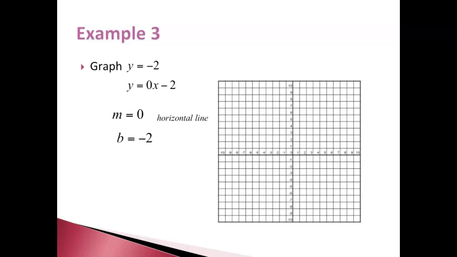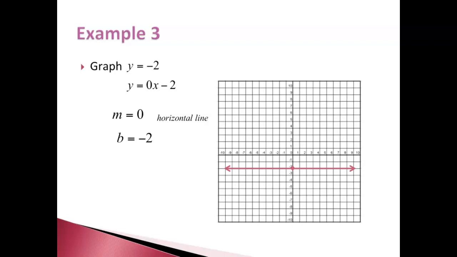And b is -2. Now if you remember at the end of last time, when we talked about these special cases, when you have just x equals a number or y equals a number, you have either a horizontal or vertical line. So when y is equal to a number, that gives you a horizontal line. So what I'm going to do is find -2 on the y-axis, and then I'm going to draw a horizontal line going through that point.